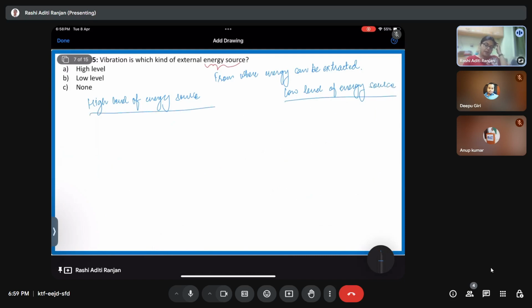Okay. Now, why do we call it high level of energy source? Because it occurs in high capacity. Yeah, it occurs in high capacity and it also produces high capacity of energy. Okay. High capacity of energy is produced.